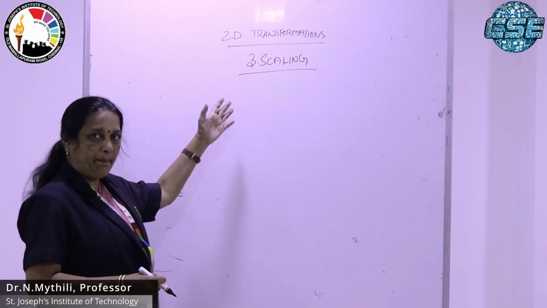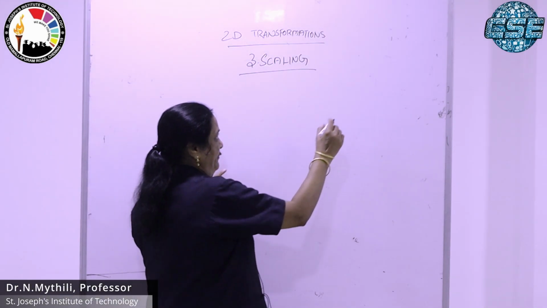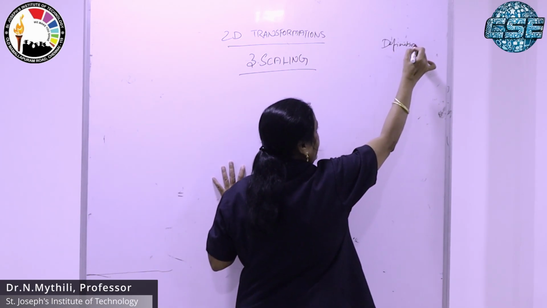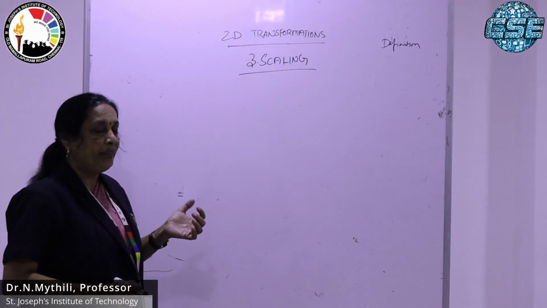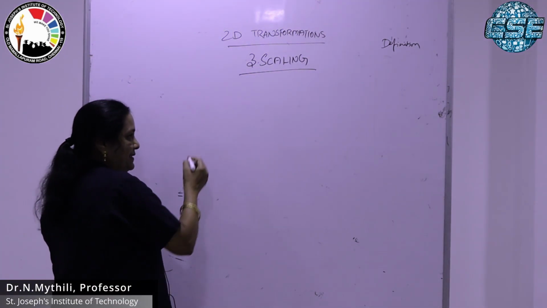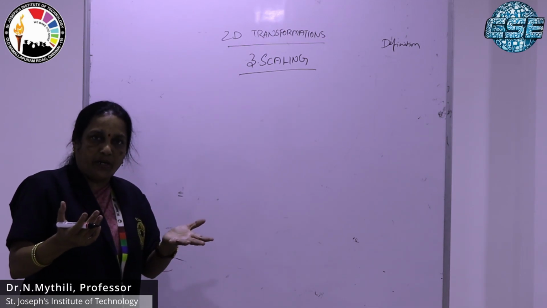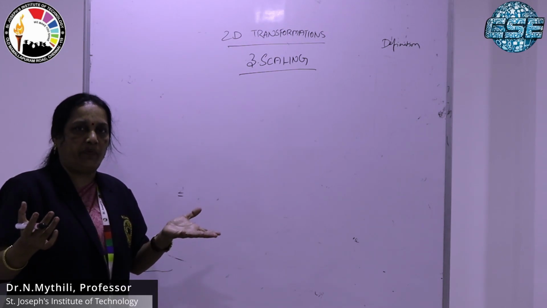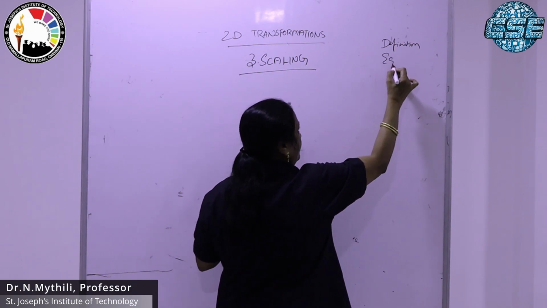Okay, the next type of transformation is scaling. The definition for scaling is: scaling alters the size and shape of the object. So when you apply the scaling equation to an object, you can enlarge the object, or you can reduce the size of the object, or you can change the shape of the object, right? Now the scaling equation.